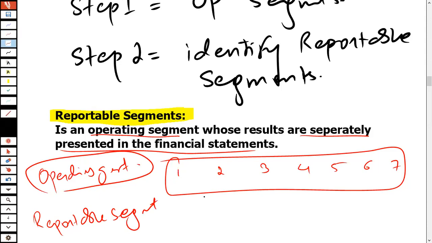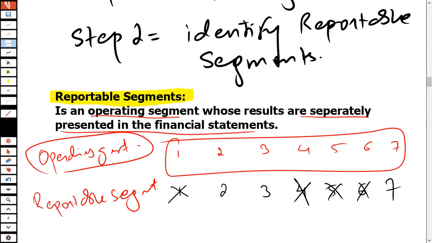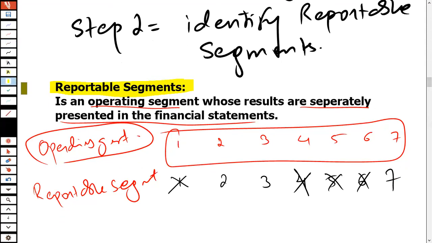So maybe you've identified that segment number 1 is not reportable, segment 2 is, segment 3 is, segment 4 is not, segment 5 is not, 6 is not, 7 is. So there could be many operating segments, but it's not necessary that you're going to report separately the results of every operating segment. So maybe you report the results of these 3 segments separately. They're going to be considered as your reportable segments.